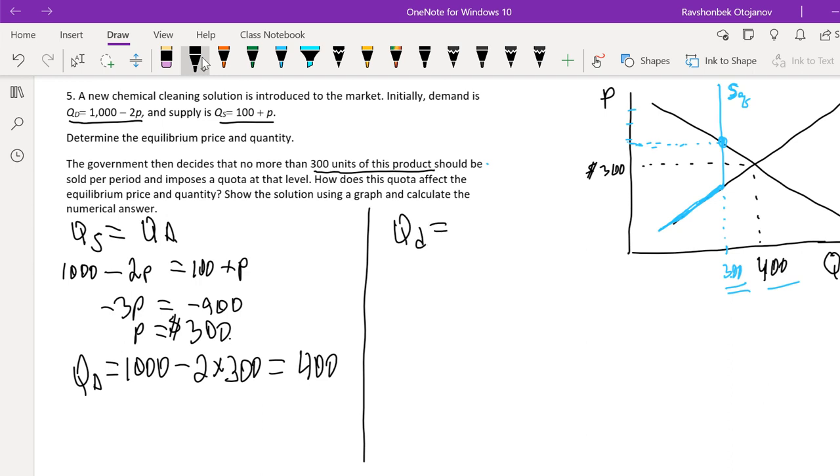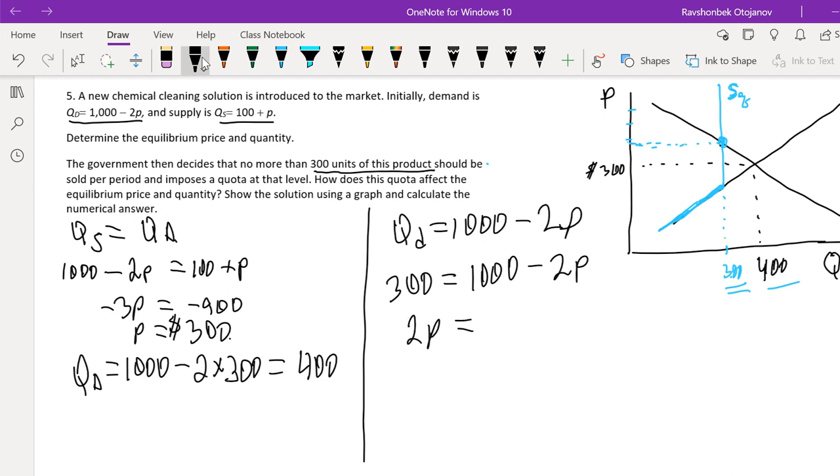The demand equation, as you know, is 1000 minus 2p. Now with the quota, we replace QD with the amount of quota. So that's 300 equals 1000 minus 2p. And moving the unknowns to the left hand side, we have 2p, and subtracting 300 from both sides, we have 700. The new price at equilibrium is then 350, isn't it? Yeah, 350.